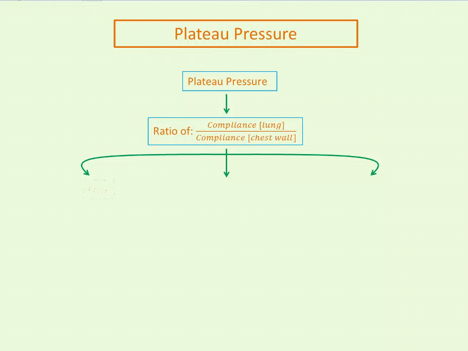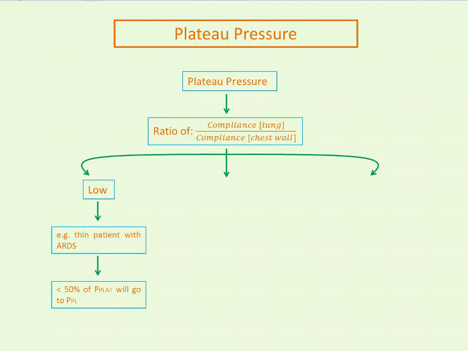And then you can have three general categories. If the ratio is low, lung compliance is much lower than chest wall compliance. You think of a thin patient with ARDS as a prototypical example. So maybe a thin cachectic COPD patient who's aspirated and developed a terrible ARDS. Well, this ratio is going to be very low. So much less of this end inspiratory plateau pressure is going to be distributed to the pleural space, or to the pleural pressure. And the same can be said for the application of PEEP for this patient. While this refers to an end inspiratory pressure, the plateau, the same can be said for an end expiratory pressure.